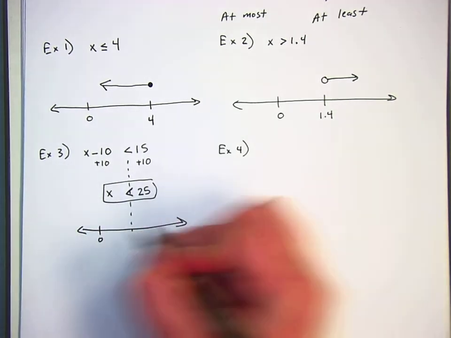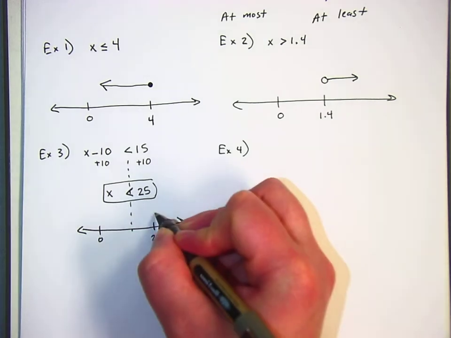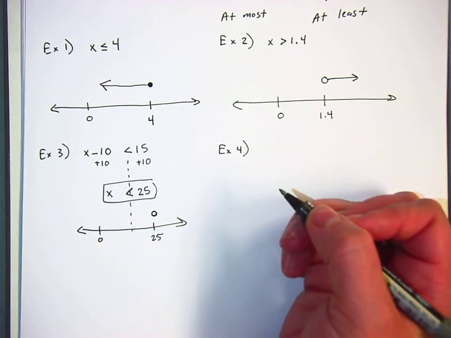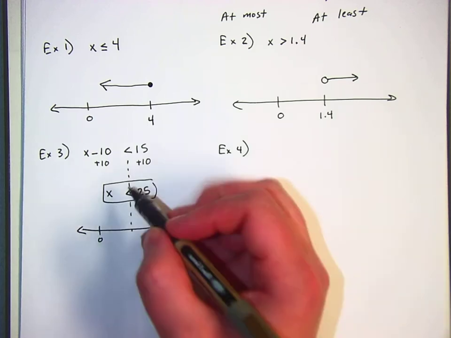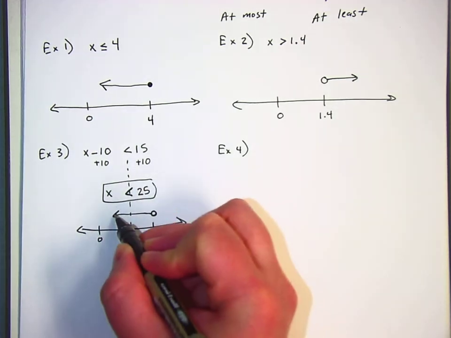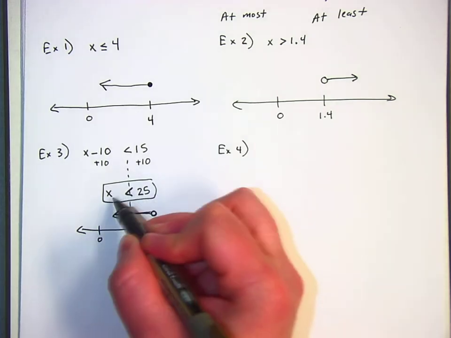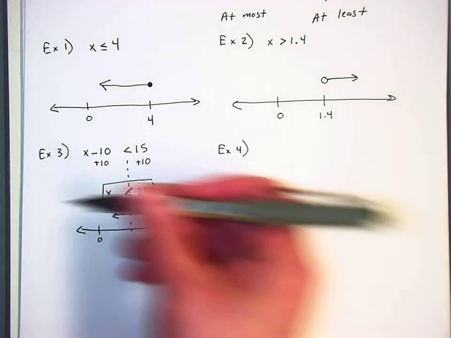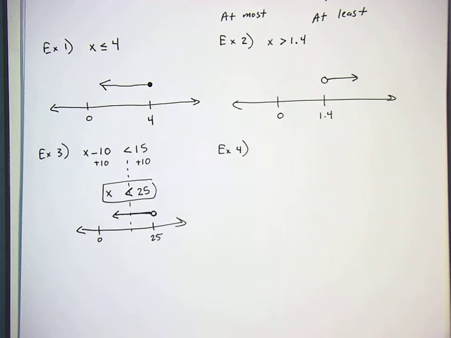So here's 0, here's 25. It's an open circle on 25. And then it's less than, so the arrow is going to go to the left. By the way, if the x is on the left side of your answer, the inequality sign actually points in the direction the arrow is going to go.